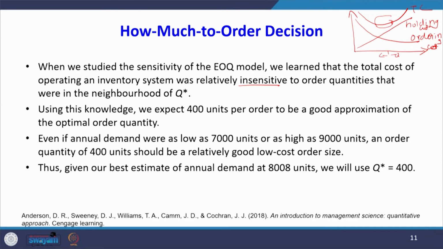Okay. So, using this concept of sensitivity analysis, we expect 400 units per order to be a good approximation for the optimal order quantity. Even if annual demand were as low as 7,000 units or as high as 9,000 units, an order quantity of 400 units should be a relatively good low-cost order size. Thus, given our best estimate of annual demand at 8008 units, we will use 400 as the optimal order quantity. Now, we got the answer for the how much to order decision.